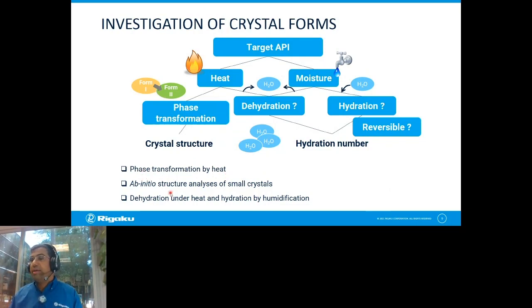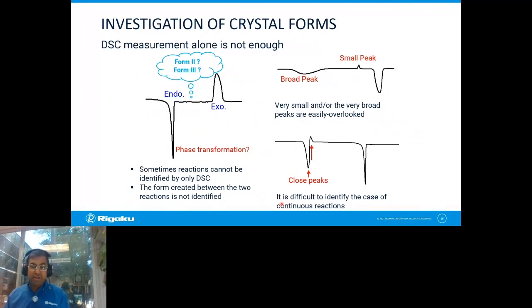Phase transformation by heat, ab initio structure analysis of small molecules, we'll talk about that, and dehydration under heat and hydration by humidification. So we are all aware of DSC, differential scanning calorimetry, which is an important technique to study these endothermic and exothermic reactions. However, DSC alone at times is not enough, because there are times when these endothermic and exothermic reactions either have a very broad or small peak and are not visible or cannot be easily identified or are overlooked. In the same way, they can have very close peaks. It is very difficult to identify in the case of continuous reaction. Sometimes reactions cannot be identified by DSC. The form created between two reactions is not identified.